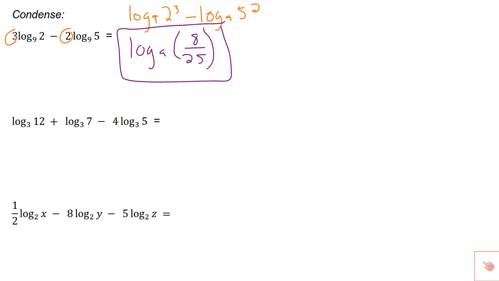The next one will do the same thing. They're all log base 3, so I can put them together. First I'm going to take care of this coefficient. I can't do anything with that log base 3 of 12, but why don't we just do it at the same time? Since it is being added to log base 3 of 7, I can go ahead and combine those as a multiply.